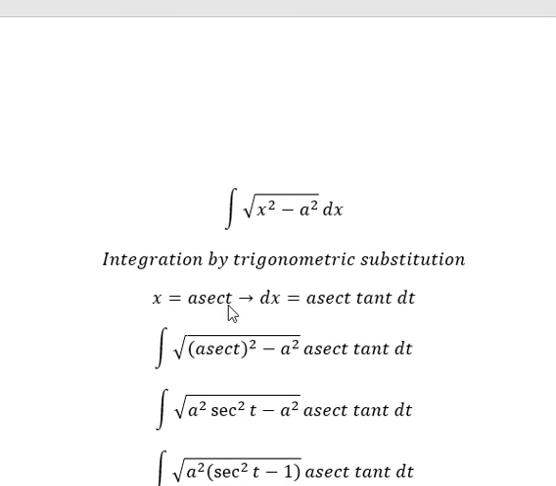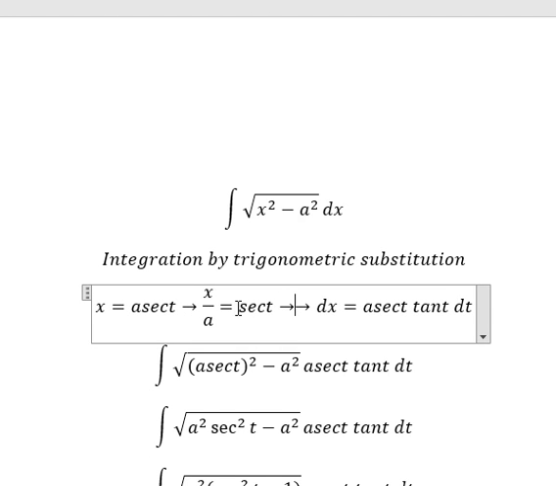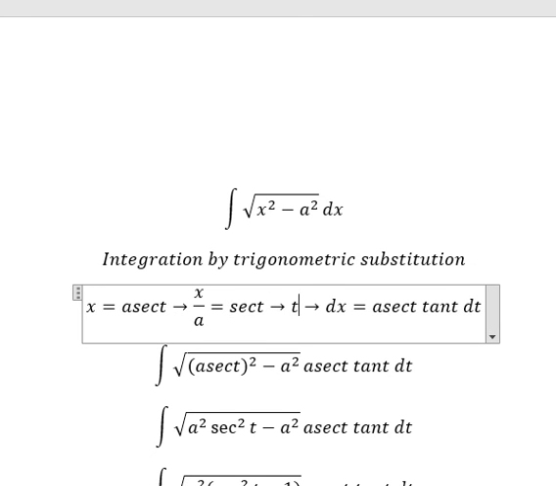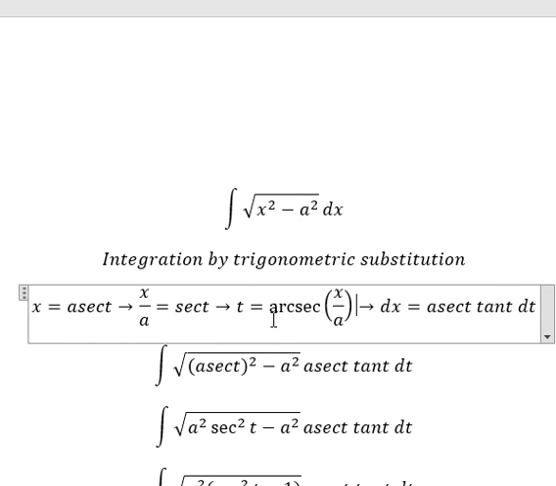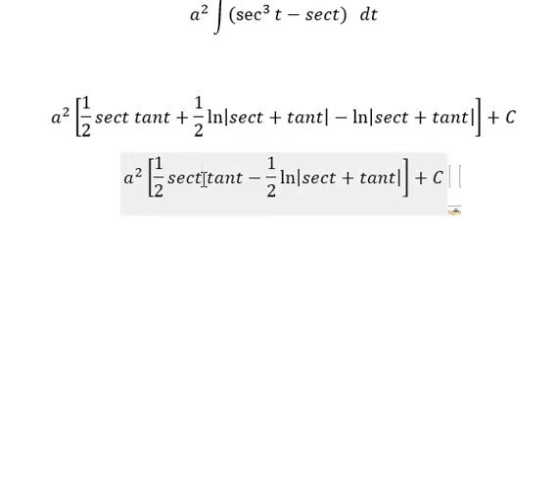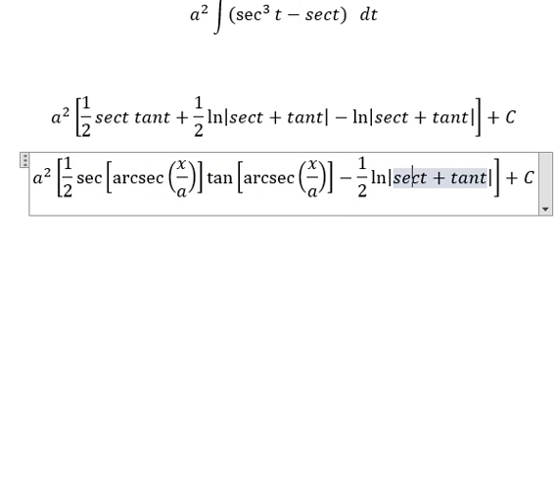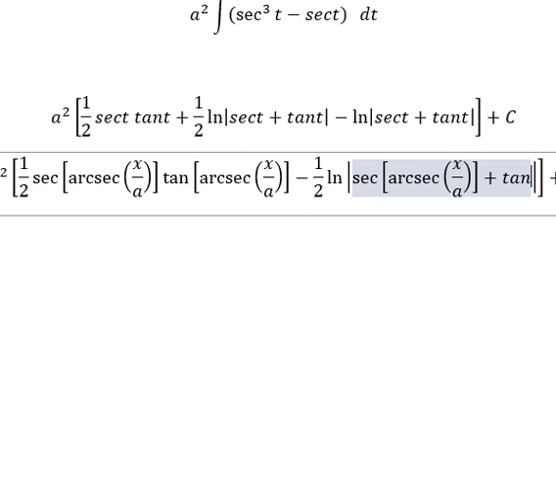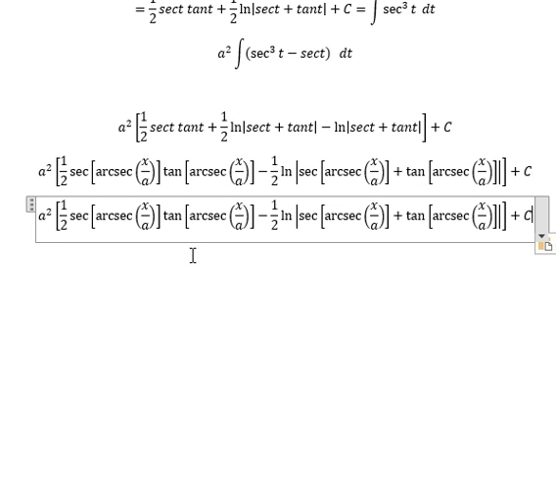And now about t, that is about this one. So we need to divide both sides by a. And now we can find the value of t equal to arcsecant of s over a. And now we need to put this one to change for t. So secant with arcsecant, we have s over a.